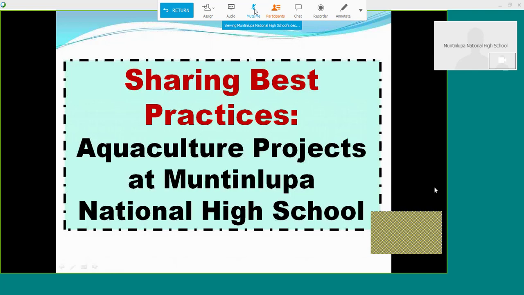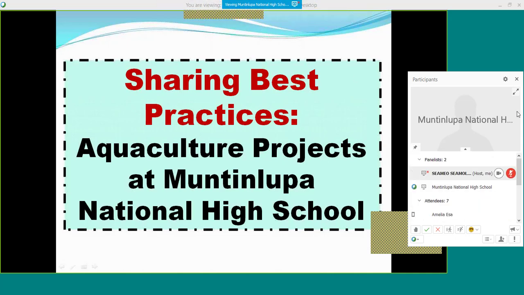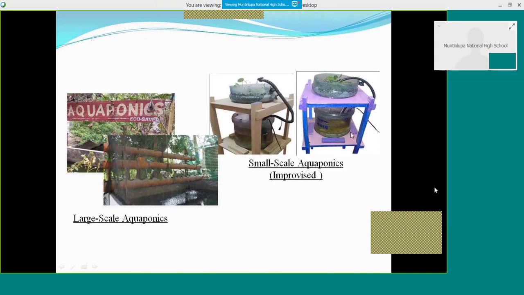Okay, now we will share the best practices that we have at Muntinlupa National High School. The first one is our Aquaponics Project, wherein we have a large-scale aquaponics using ponds and PVC pipes. We also have a small-scale aquaponics, which we improvised using PET or polyethylene bottles, and we designed frames for the aquaponics system. Each classroom has this small-scale, improvised design.